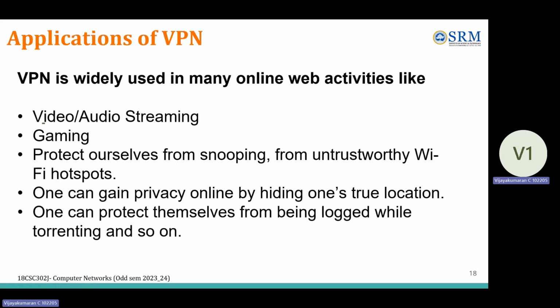Some of the applications are listed here. So video, audio streaming, gaming, protecting ourselves from snooping. One can get privacy online by hiding one's true location. You can protect yourself from being logged while torrenting. That is, you may have experience with torrenting by downloading some movies. Let us list movies you can download by using the torrent applications. All these are some of the applications of VPN.